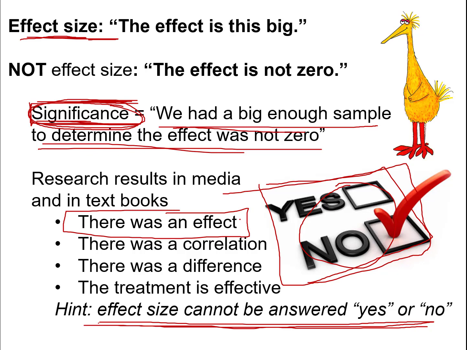And if you start looking at how research is presented in the media, in textbooks, and even in a lot of journal articles, it's often presented in this yes-no format. This is how it's often presented, as there was an effect, there was a correlation, there was a difference, the treatment was effective, and they often say nothing at all about how big the effect was. But that's a crucial question. That's the whole reason why we were doing the research study in the first place, was to determine the size of the effect.